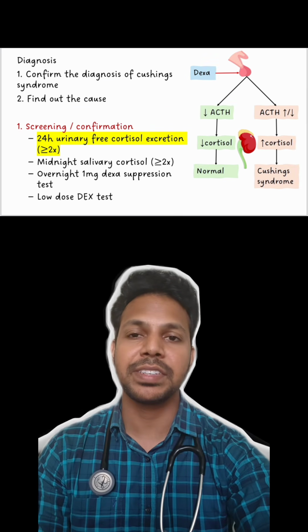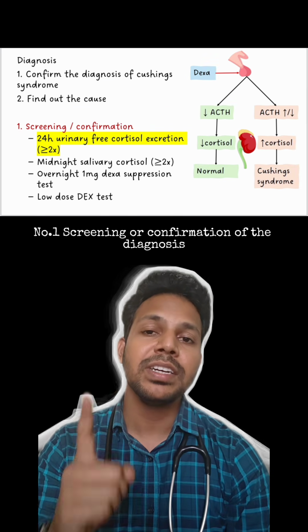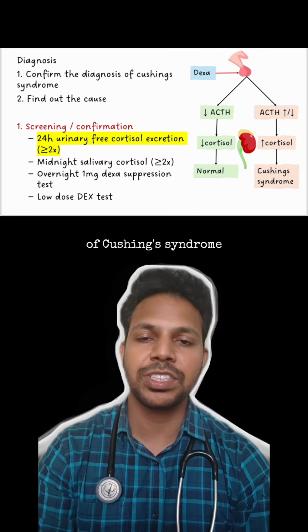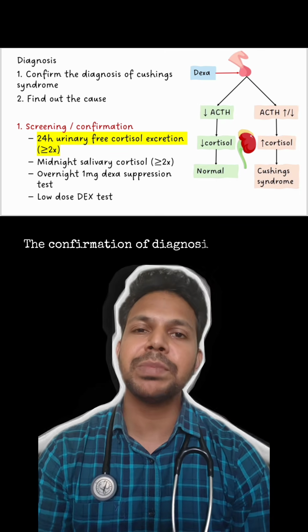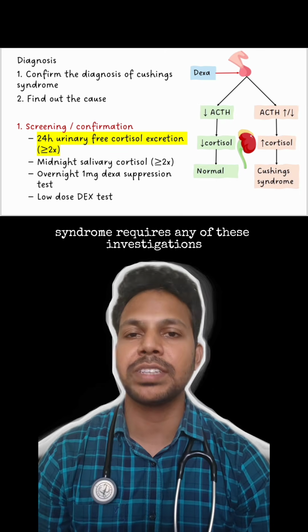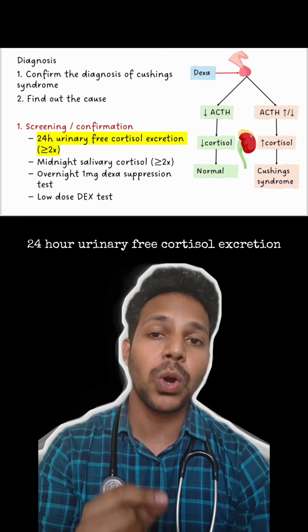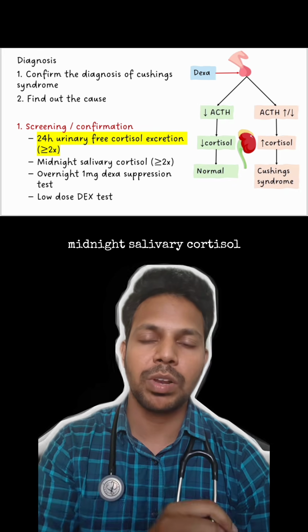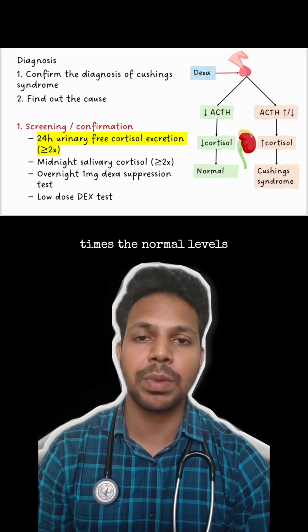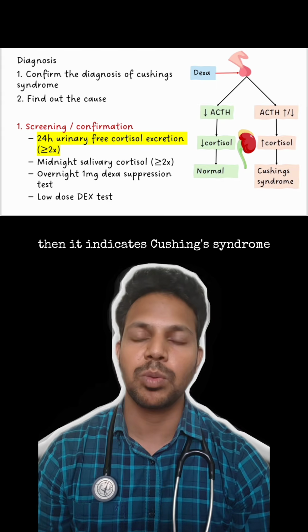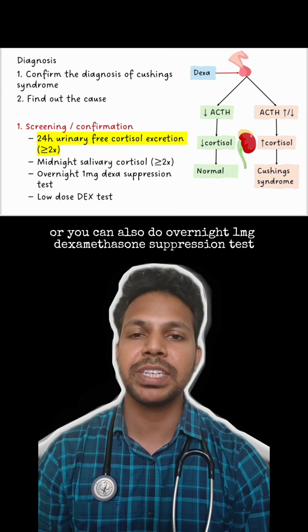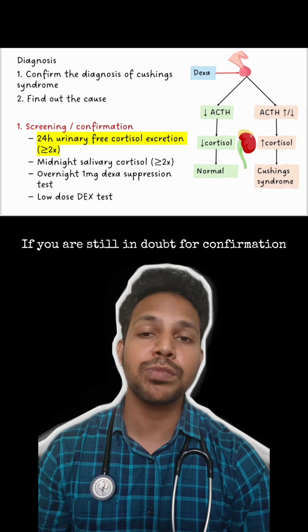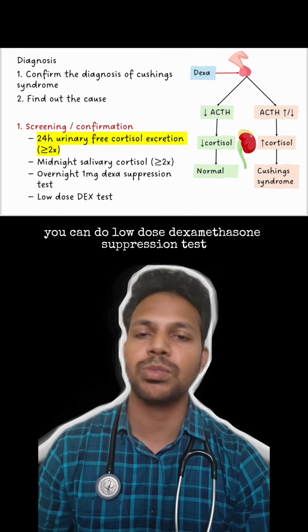Now the diagnosis. Diagnosis has two steps. Number 1, screening or confirmation of the diagnosis of Cushing syndrome. Number 2, finding the cause. The confirmation of diagnosis of Cushing syndrome requires any of these investigations. 24-hour urinary free cortisol excretion, midnight salivary cortisol. If any of them are increased by more than 2 times the normal levels, then it indicates Cushing syndrome. Or you can also do overnight 1 mg DEXA suppression test. If you are still in doubt, for confirmation, you can do low dose dexamethasone suppression test.